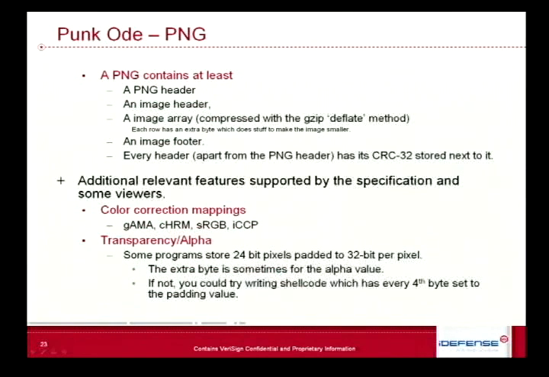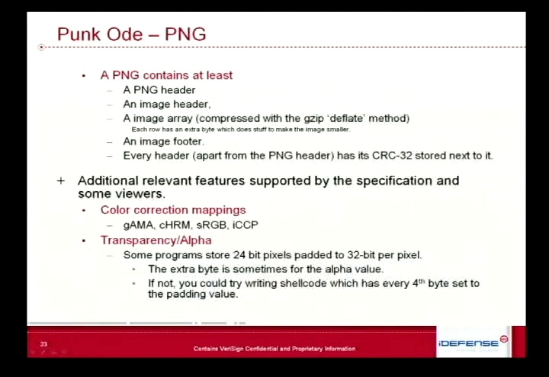Another relatively simple format, but quite a lot more complicated than that, is the PNG. We've got a header for the PNG itself to say the file type, then the image header, then the actual image data itself, which is compressed using gzip, then an image footer, and every header has a CRC32 checksum stored with it. Some other features which are supported and which are useful are the color correction mappings and the transparency.